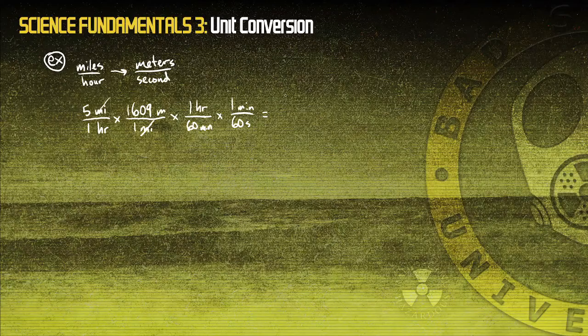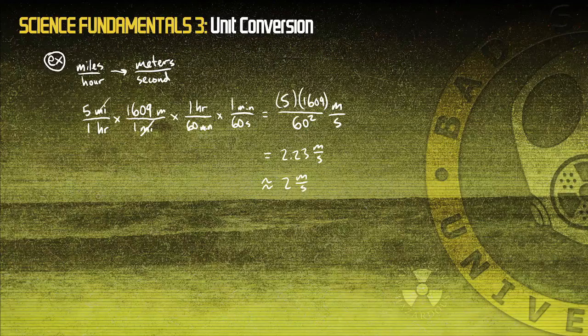So you end up with 5 times 1609 divided by 60 squared, and that's going to be in meters per second. So when you do the math here, you're left with 2.23 meters per second, which is approximately 2 meters per second, because we only have one sig fig.